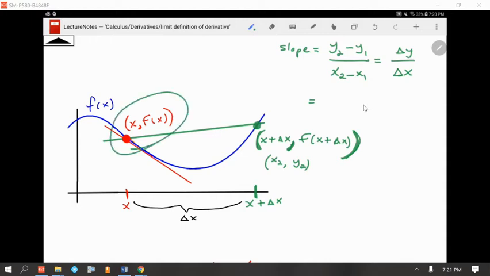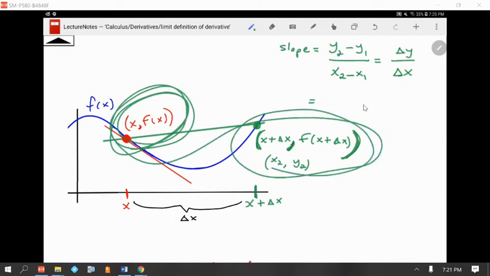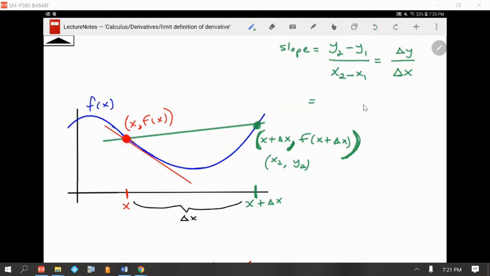The red one, x comma f of x, and this new scary green one, x plus delta x, comma f of x plus delta x. So what is my slope? My slope is f of x plus delta x minus f of x. It's y2 minus y1 over x2 minus x1. And what's x2? x2 is x plus delta x minus x1. And what's the first x coordinate? That's x. So I'm using the exact same slope from middle school.